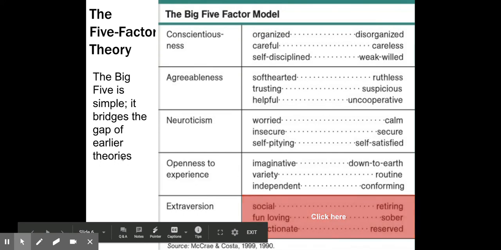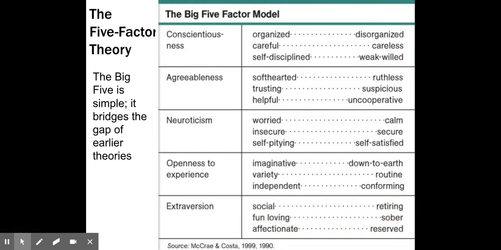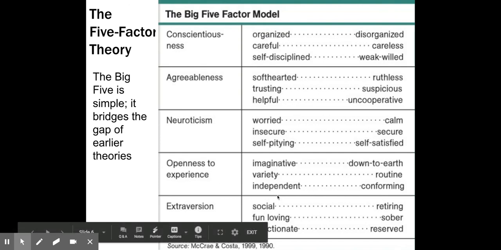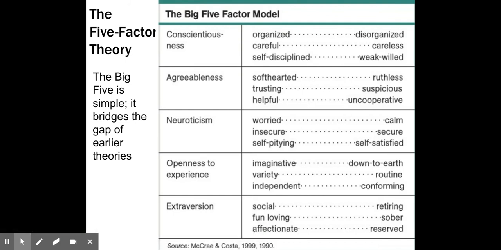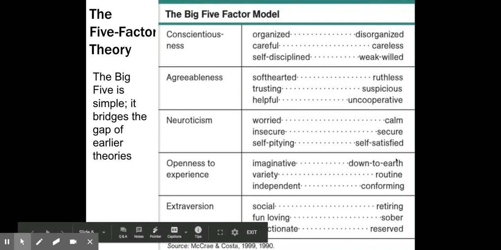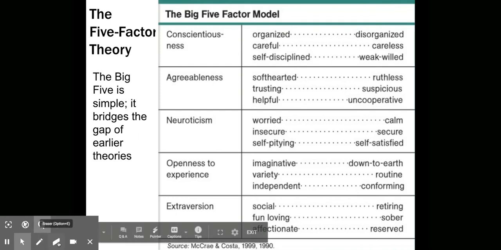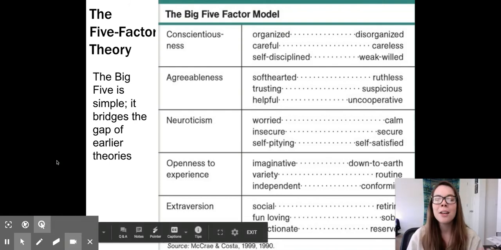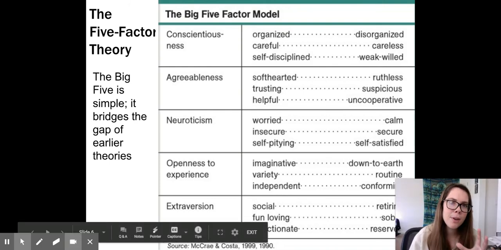And last but not least, we have extroversion. Introversion versus extroversion is really a staple of personality theories, so it's a big aspect of it. With extroversion, are you more social, or do you like to stay by yourself? Are you fun-loving or sober, not in the alcohol sense, but reserved and keeping to yourself? Are you affectionate or reserved? These five make up the Big Five factor model.